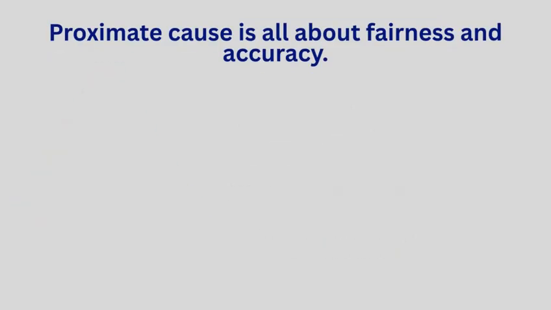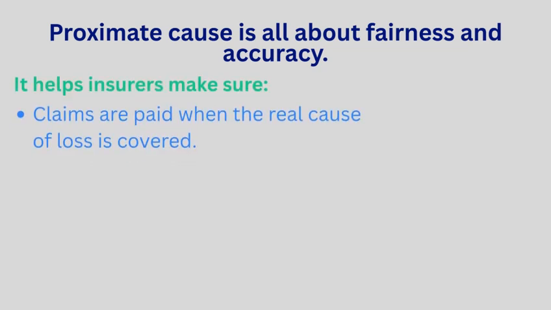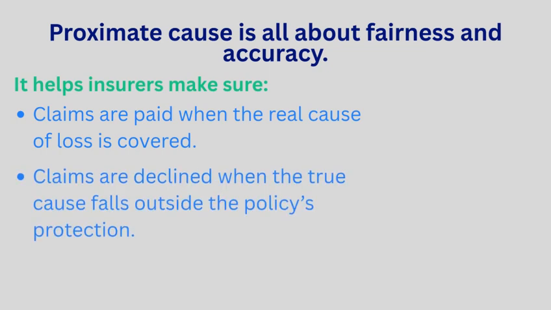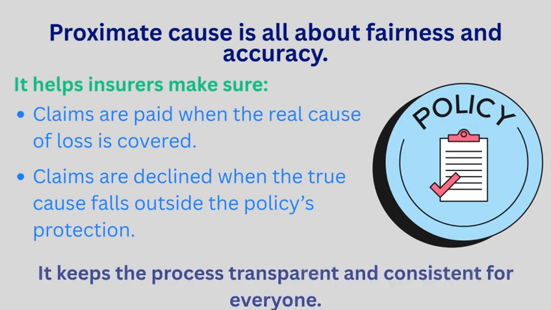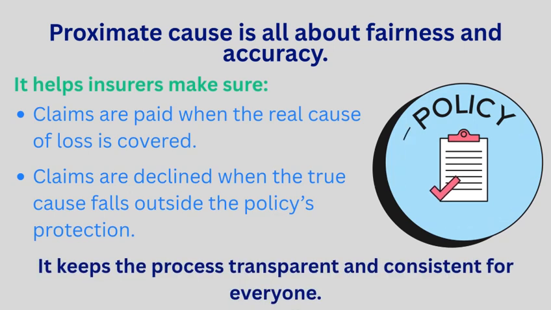Proximate cause is all about fairness and accuracy. It helps the insurers make sure claims are paid when the real cause of loss is covered, and claims are declined when the true cause falls outside the policy's protection. It keeps the process transparent and consistent for everyone.